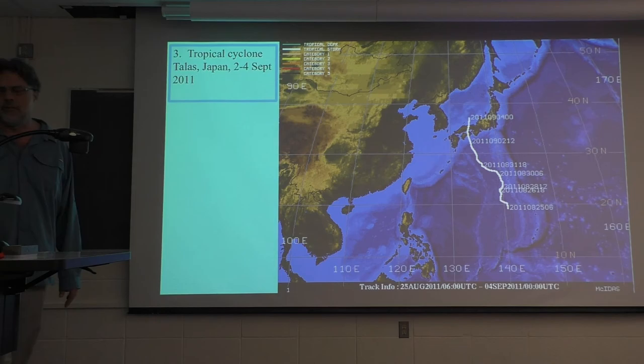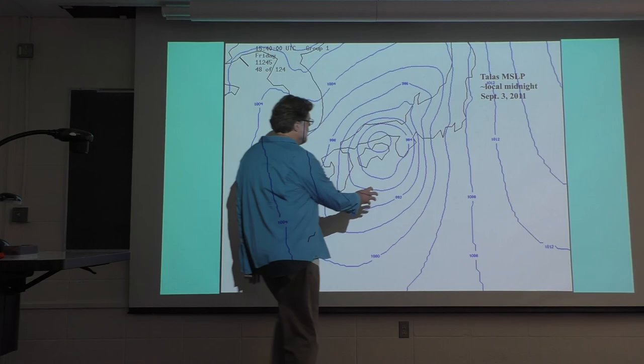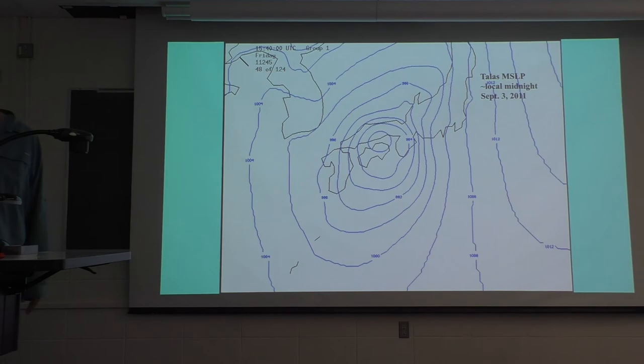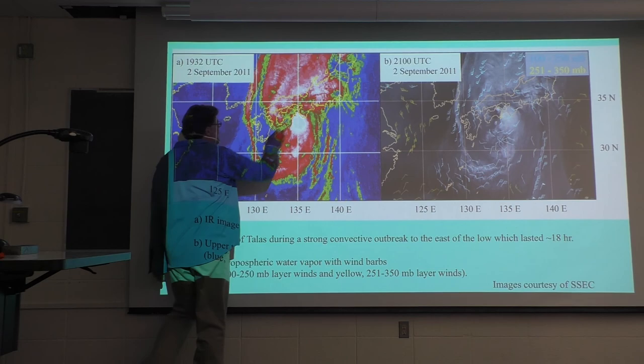And the first example is the cyclone Talas. And here it is at landfall. This convective complex that we were studying went into the Kii Peninsula and rained a lot. Here's a picture of that. The low is about here. It was a really big convective complex that lasted many hours.